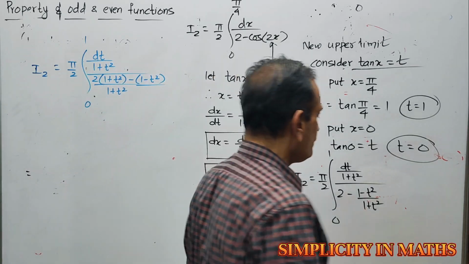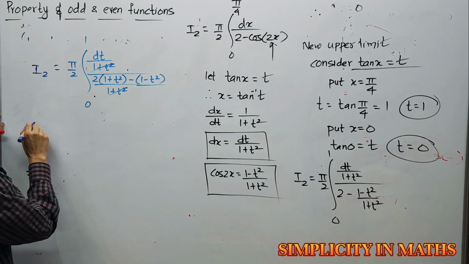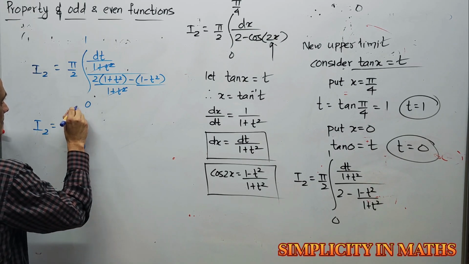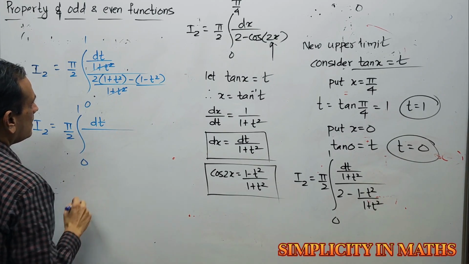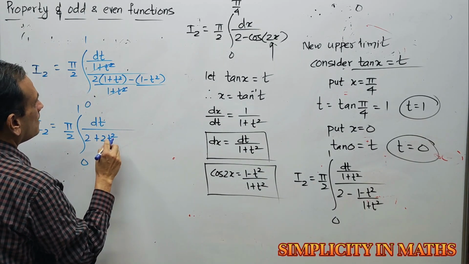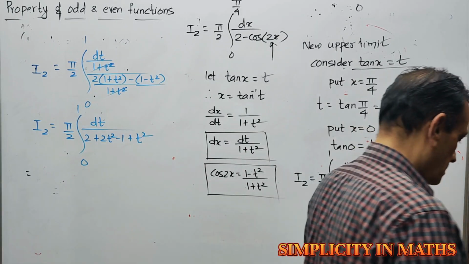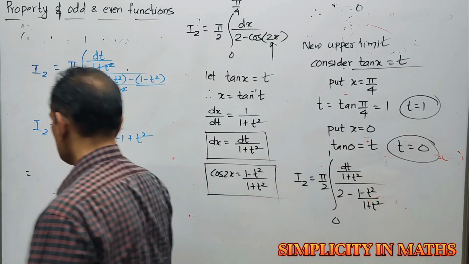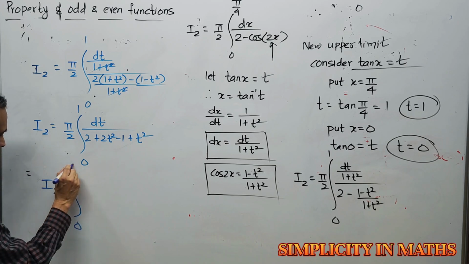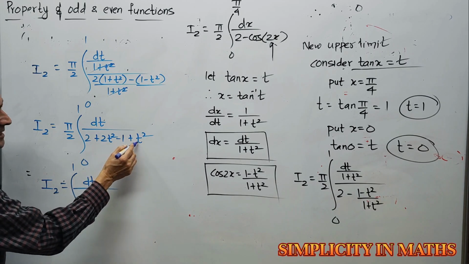Usual method of finding the LCM. After finding the LCM, cancel it. Open the brackets. Open up the brackets. 2t squared plus t squared is 3t squared.